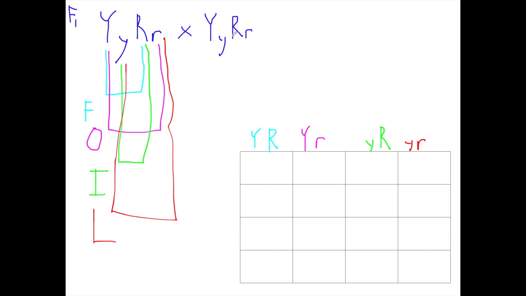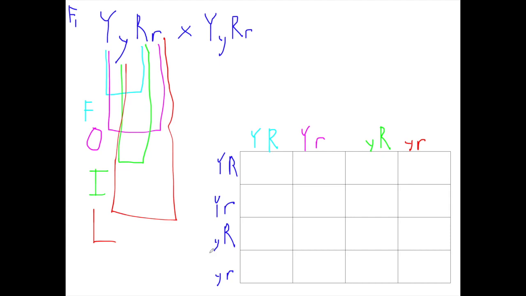Make sure you FOIL the other parent too. First, big Y, big R, and I put that right here. Outer, big Y, little r. Inner, little y, big R. Last, little y, little r. Now I've foiled both parents, and I have the gametes on the outside of this 16-square Punnett square.